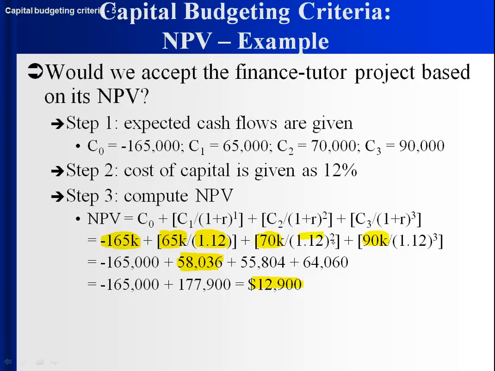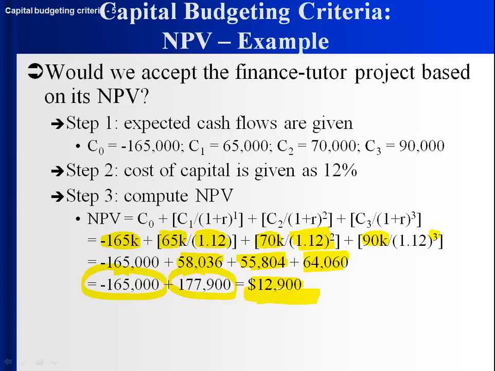70,000 in 2 years, discounted by 12% per year, is like getting 55,804. 90,000 in 3 years is like getting 64,060. And so this project is a case where we're putting in $165,000 today to create a business that's worth $177,900. So the value of what we're putting in is 165. The value of what we're getting out is 177,900. So we're increasing value, creating value of 12,900.